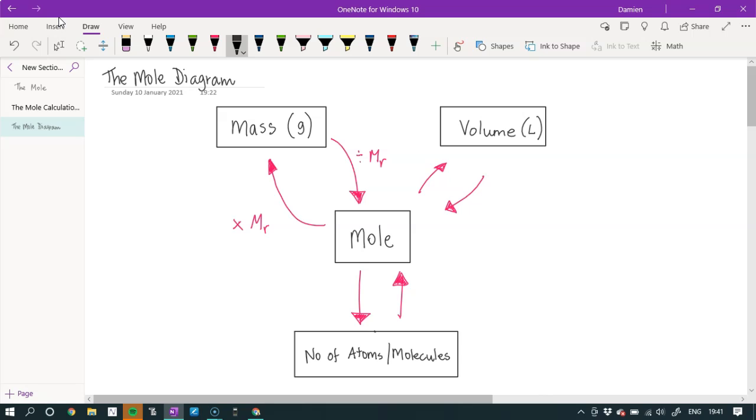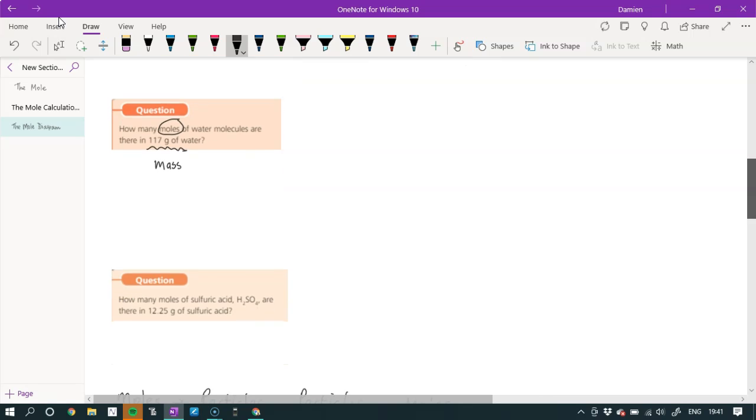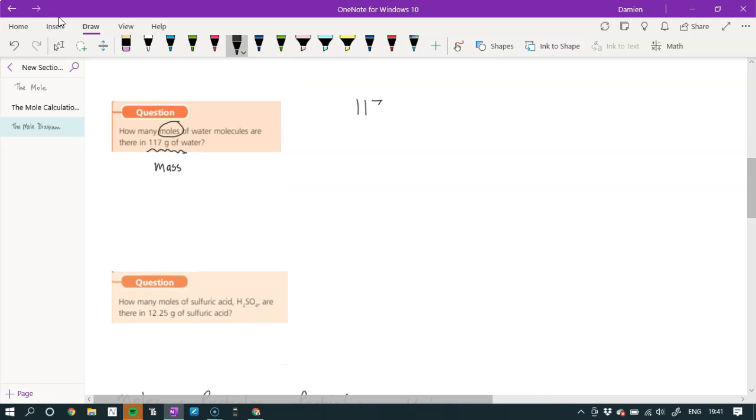If we have mass and we want to get to moles, again, we've got to divide by the molecular mass. So our mass is 117 grams, that's at the top. You're going to divide by the molecular mass of the substance you're dealing with, which is water. Water is H2O. So what's the molecular mass of H2O? H2O is 2 times 1, so 2 hydrogens, plus an oxygen, which is 16. So the total mass is 18.